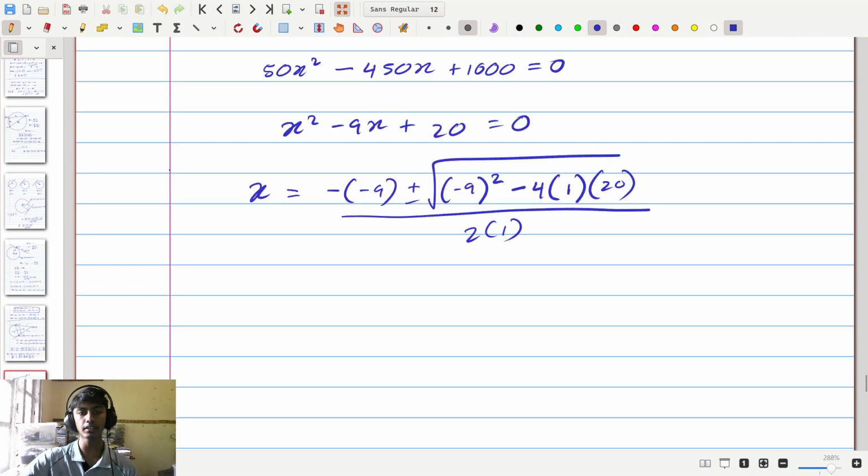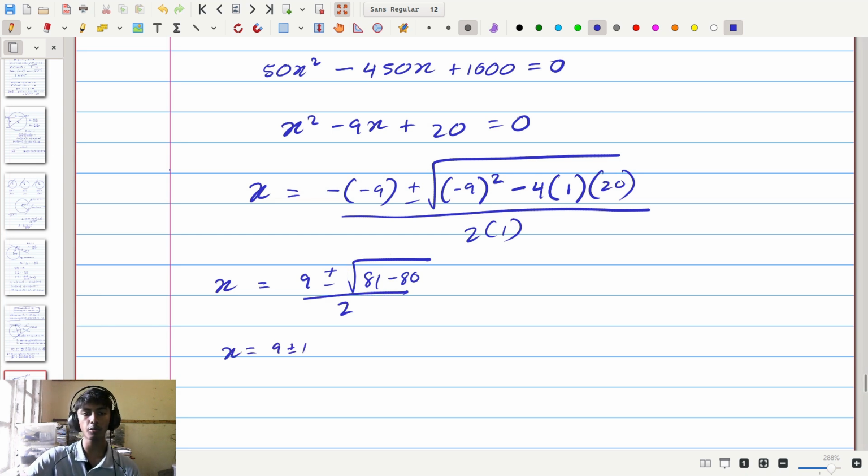Now then, simplifying this, we can see that this negative 9 gives us positive 9, so plus 9, and then this bit gives us plus or minus the square root of 9 squared, which is going to be 81, so we have square root of 81, minus 4 times 20, which is going to be minus 80, all divided by 2. Here we can see that 81 minus 80 is going to be 1, and the square root of 1 is going to be 1. So what we really have here is x equals 9 plus or minus 1 divided by 2. Therefore, there are two values of x.